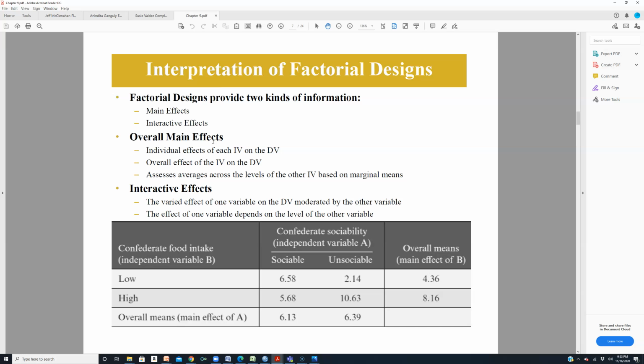So I'm analyzing the main effect of sociability on the participant's food intake and the main effect of the peer's food intake on the participant's food intake. Those two separate research questions for each separate IV produce what's called main effects. So the main effect is the individual effect of each individual IV on the DV, assuming the second IV isn't part of the study. Okay?